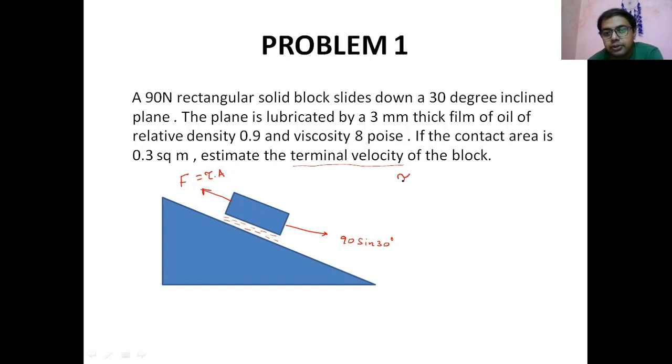So now we have to search for the shear stress. What is the shear stress? In this plane, if you consider, this is stationary and this is moving. So one is stationary, another is moving. This moves with some velocity, v, that is nothing but what you are calling the terminal velocity.